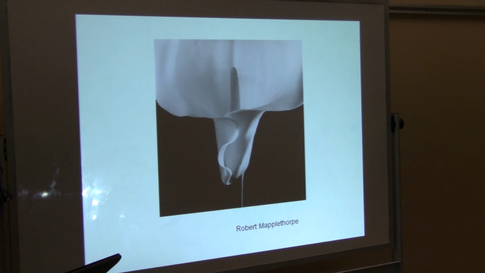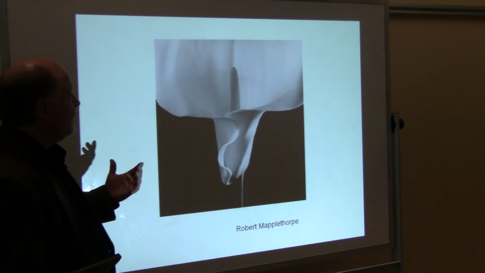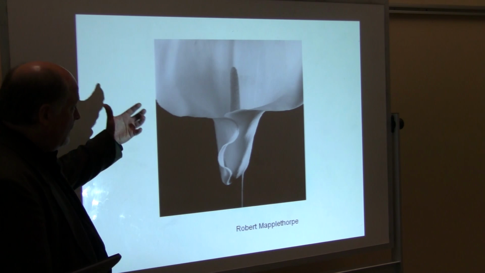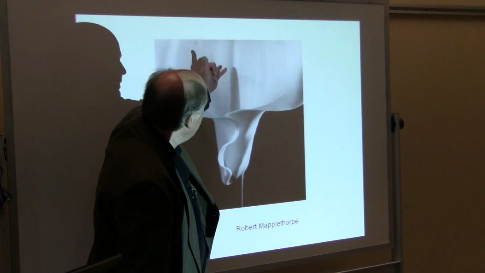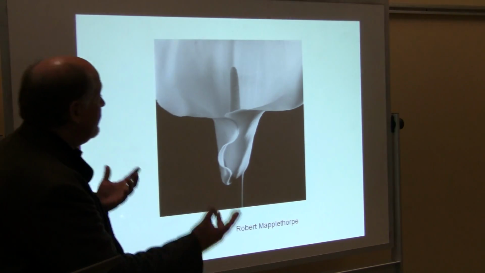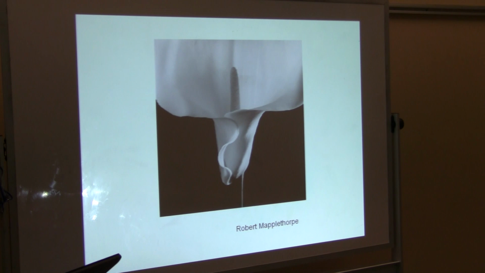Robert Mapplethorpe takes a calla lily, and he's not showing you the whole thing. He's just showing you parts of it. And because you can't see the whole thing, you don't think of it as a whole thing. You think of it as the parts. You see those lines, the line of the stem, the line of the pistil, the line of the blooms as they come down and intersect with each other. And it's about using line to direct your eye, because your eye follows the lines that you see in the image.